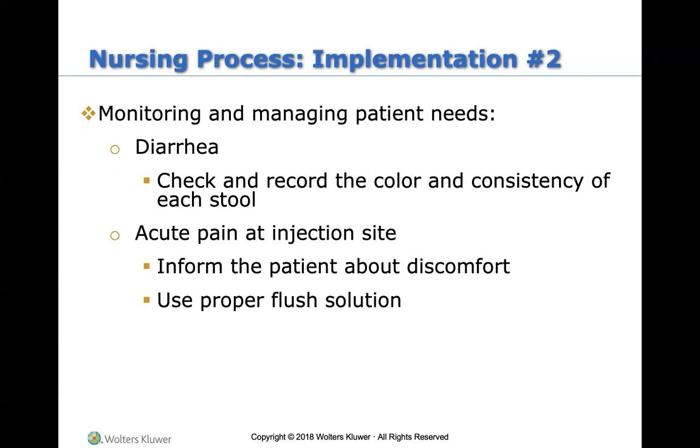We're going to be looking for diarrhea. We're going to be checking and recording the color and consistency of each stool so we know if our patient is starting to develop C. diff. And then acute pain at the injection site. We want to inform the patient that it might burn or sting and to let us know if it's really bad. And we need to be flushing that line.